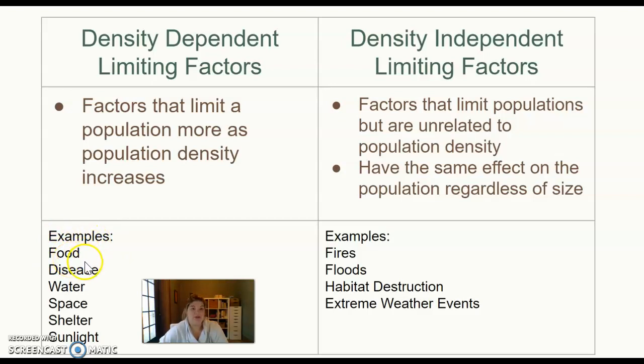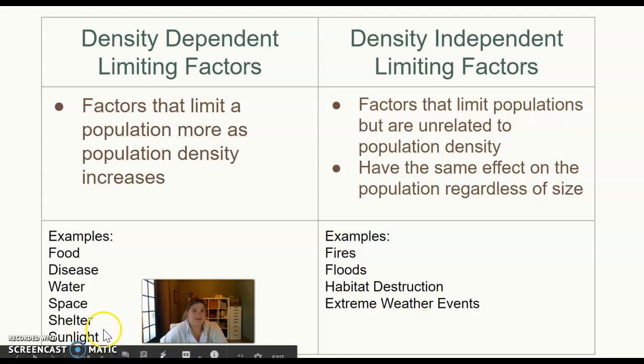So examples could be food, disease. Obviously, you're going to be more able to spread disease if you are in closer quarters with a higher population density. Water supply, space, shelter. A lot of organisms have to fight for their habitat space. It's running low as humans encroach upon that. So that would be a population density dependent factor.